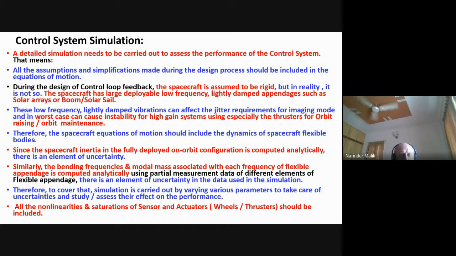So these are all computed using some partial measurement data of piece and elements. So this also has an element of uncertainty. Therefore, to cover all these uncertainties, the parametric variation has to be done, which includes the inertia variation, the flexibility variation, the frequency variation. Then there are non-linearities in saturation of sensors and actuators.